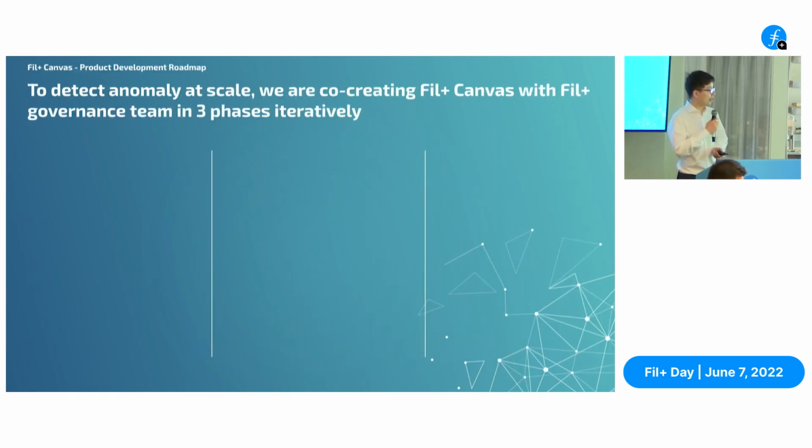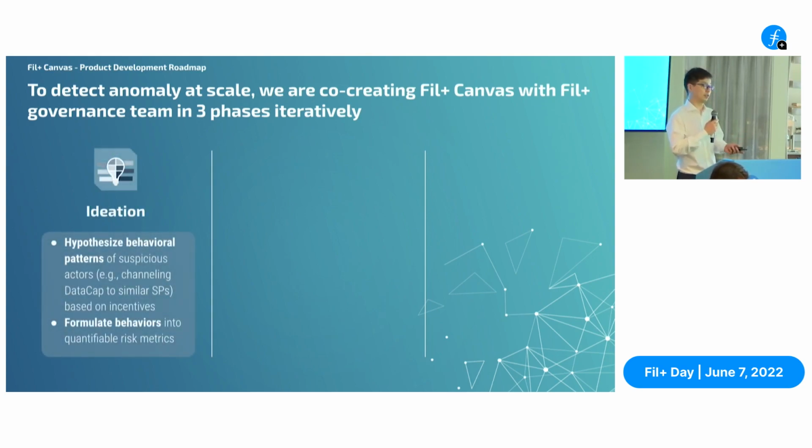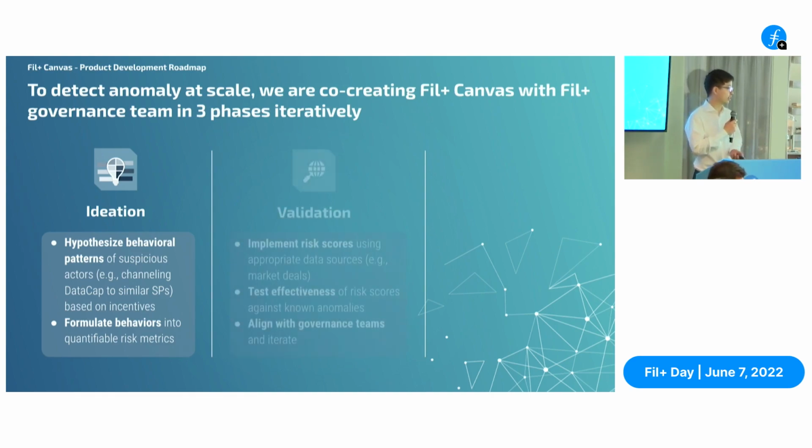So to detect anomaly at scale, what we're trying to create is Fil+ Canvas. And we're collaborating with Deep and Galen, the governance team. And we're doing this iteratively. So we start from ideation, which is to hypothesize any type of behavior that suspicious actors could have, for example, channeling data cap to the same set of storage providers. And then we formulate these behaviors into risk metrics. And then next, we implement these risk scores and test effectiveness against a known list of anomalies.